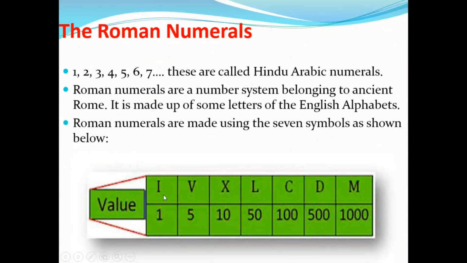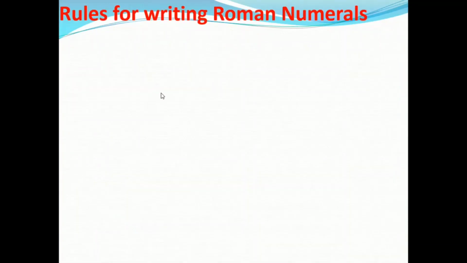See, those symbols are I, V, X, L, C, D, M. The value of I is 1. The value of V is 5. X is equal to 10. L is equal to 50. C is equal to 100. D is equal to 500. M is equal to 1000.